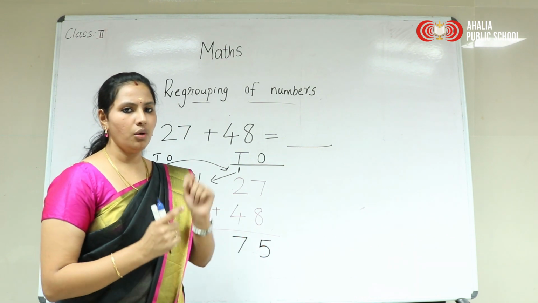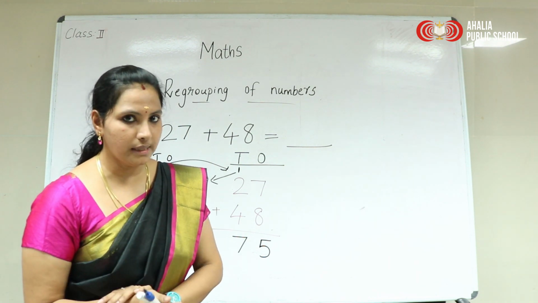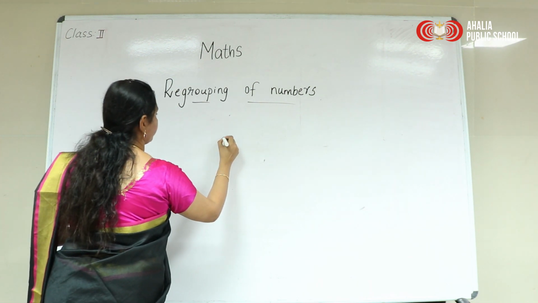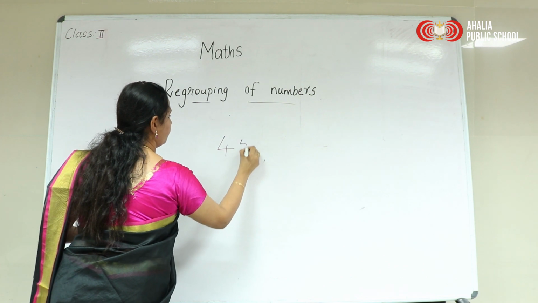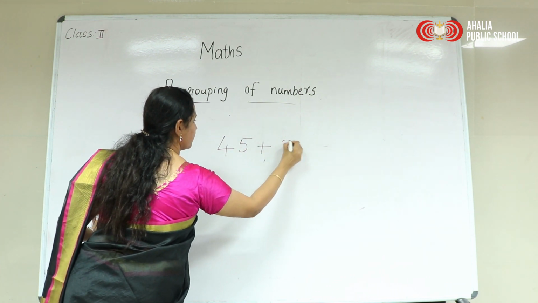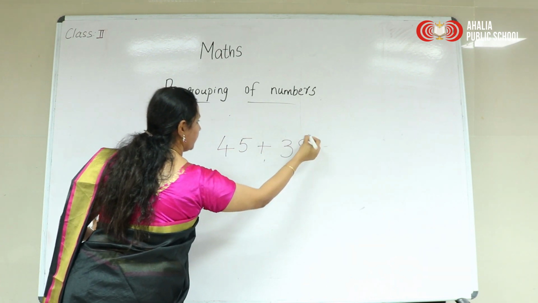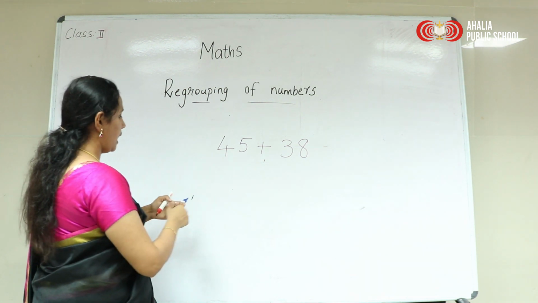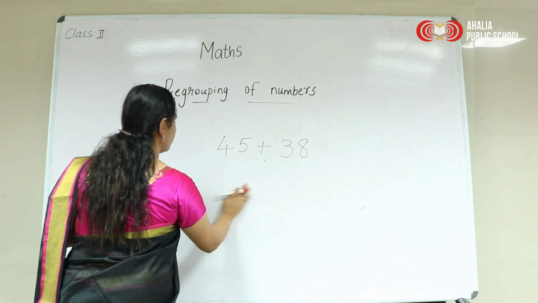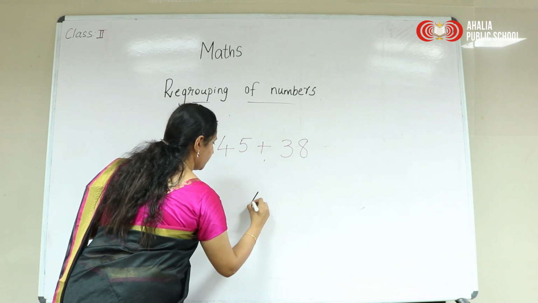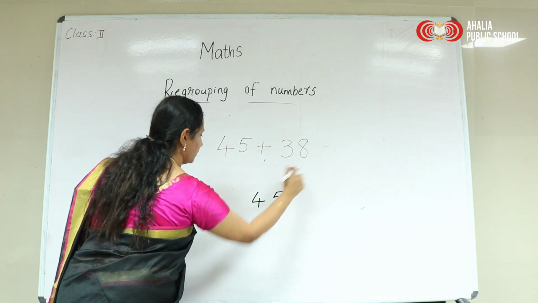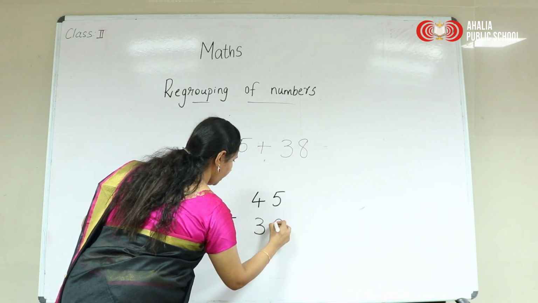Okay? Do you want to see one more example? Yes? Let me see. 45 plus 38. First, what do we have to do? Yes, we have to arrange these two numbers in columns. That is, 45 plus 38.